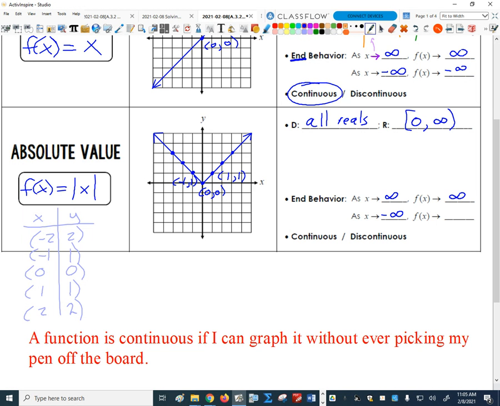Yeah, positive infinity, right? As the ant goes left forever, the function is taking it up forever. So positive infinity. And this is continuous too, isn't it? I could graph this without ever picking my pen off the board. Okay, so there's my absolute value parent function.